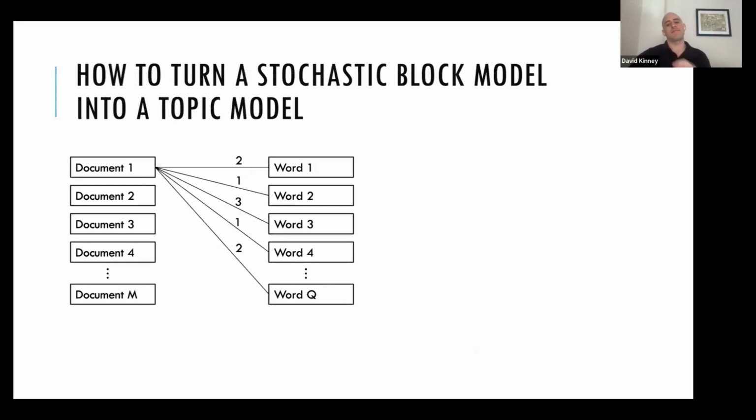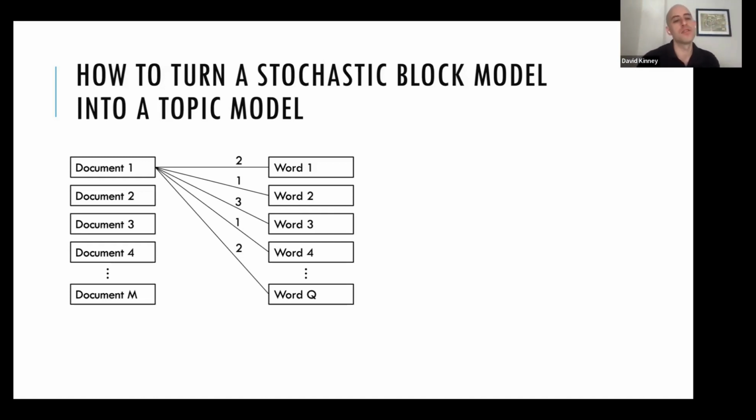Right? Now, how can we use this to turn a stochastic block model into a topic model? Pause for a second. So the way that Gerlach and colleagues do this is as follows. We represent a corpus as a bipartite graph. A bipartite graph you can think of as basically just two columns of nodes where connections are only allowed between columns, right? So you have no connections within a column.